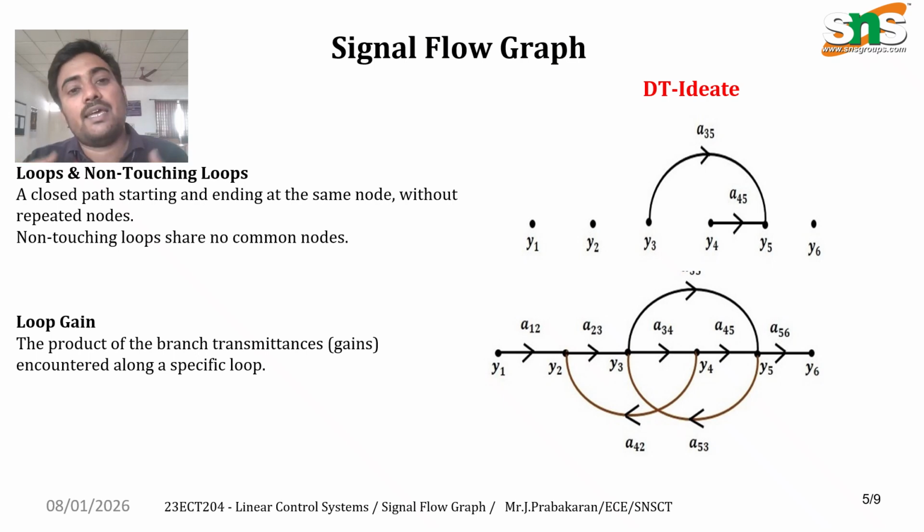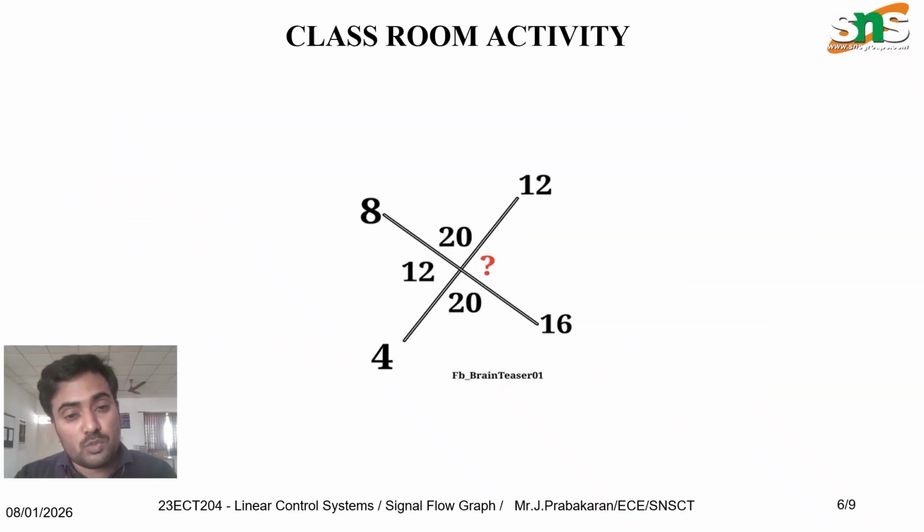Let me discuss the loop gain. The loop gain is calculated by multiplying all branch gains along that loop. In other words, we take the product of all transmittances in the loop, which is nothing but the loop gain. Let me do one small classroom activity. The question you can see on your screen itself. You have to find the value of the question mark.